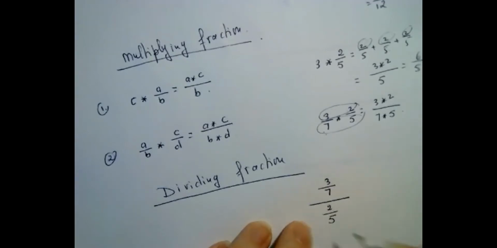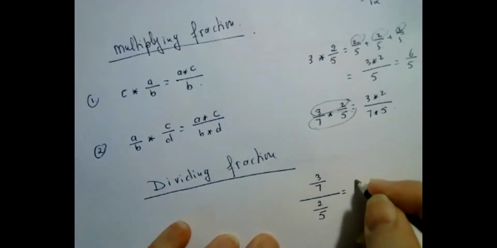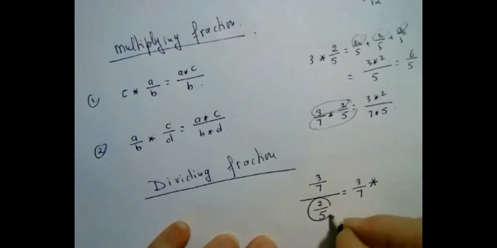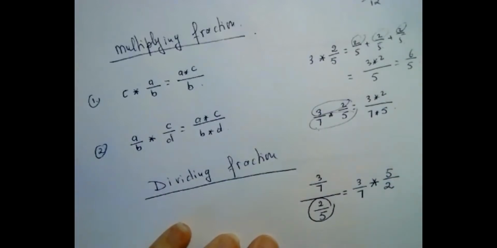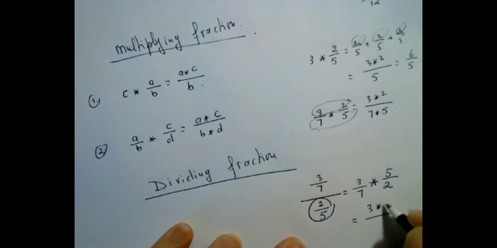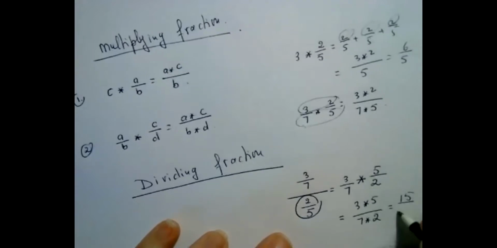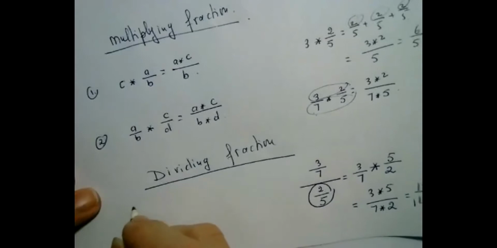Suppose we have this divided by that. Okay. How do we divide? It's 3 over 7. You multiply it by the reciprocal of that, 5 over 2. So division is this kind of multiplication. Now, how do we multiply fractions? We know that it's the product of the numerators over the product of the denominators, which is going to give me 15 over 14.